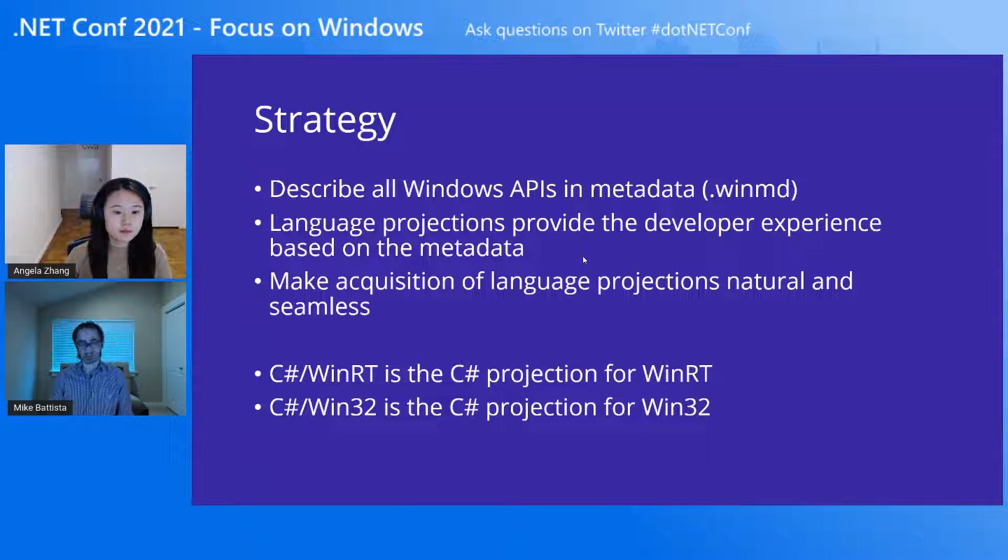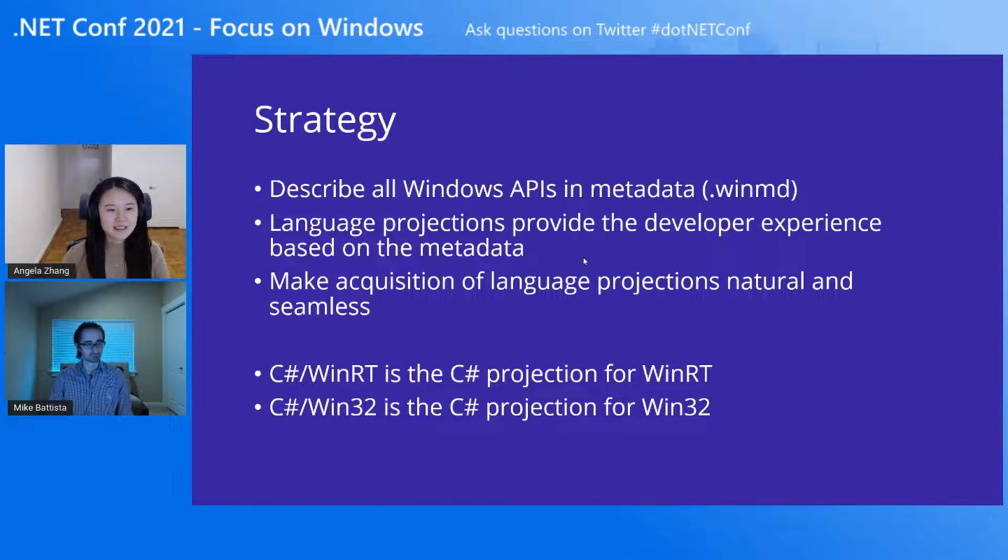And once we have projections based on the metadata, we want to make acquisition of those tools as easy and seamless as possible. As .NET developers, you're used to certain workflows and you use the .NET CLI and NuGet. So we don't want you to have to install some massive MSI with a bunch of stuff you don't need. We want to make acquisition of these tools really easy, and we want that to fit into your natural workflow. So C# WinRT, we can define that now. It is the C# projection for WinRT, and C# Win32 is the C# projection for Win32. And now Angela is going to go into some detail on what C# WinRT is and provide a demo.